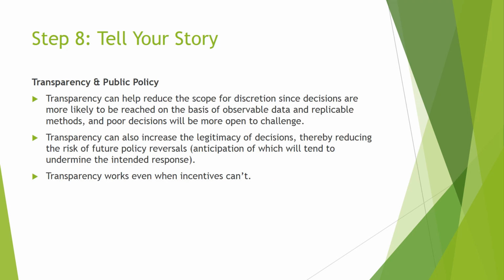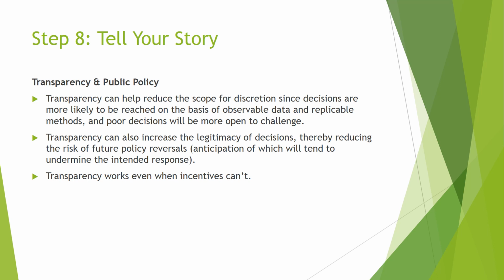Are transparent. I say that because in the society we live in, you might tell half a truth, and that's to me a lie, but to someone else just half a truth. So transparency is really important, and transparency can help reduce the scope of discretion, since decisions are more likely to be reached on the basis of observable data and replicable methods. And poor decisions will be more open to challenge.